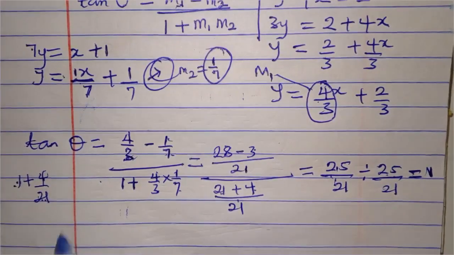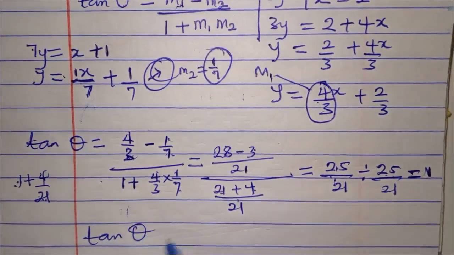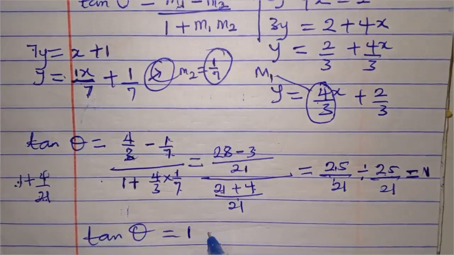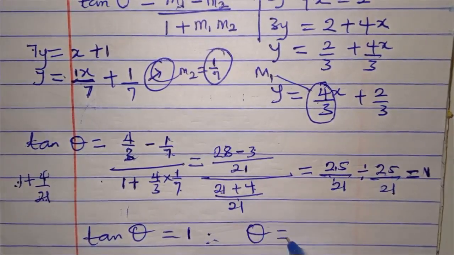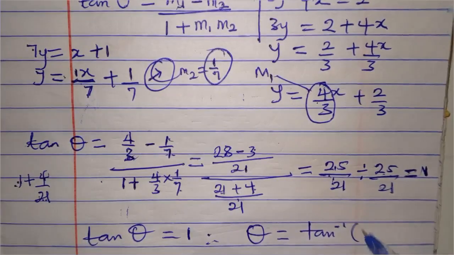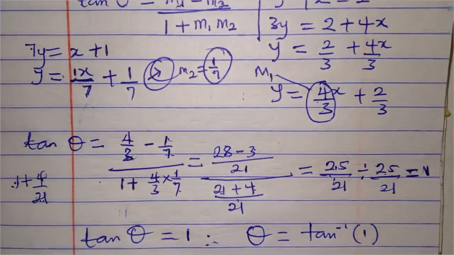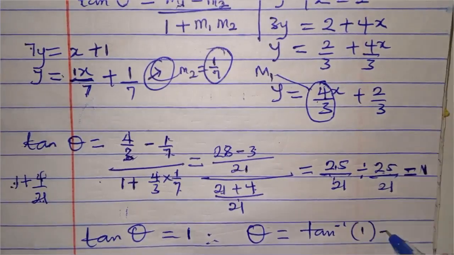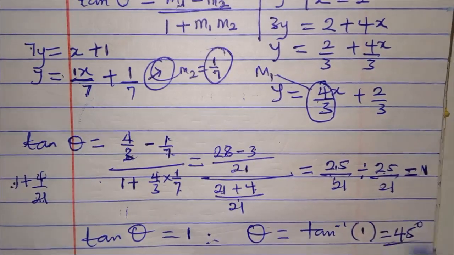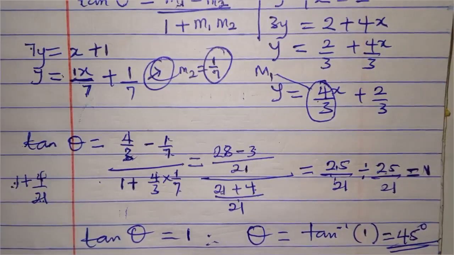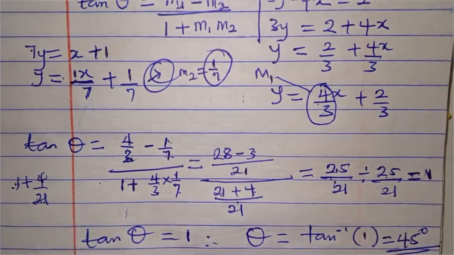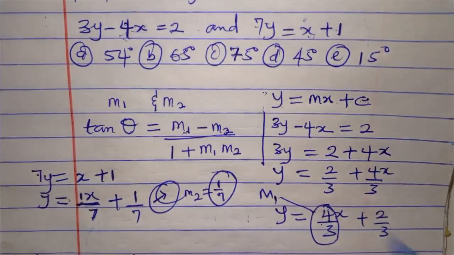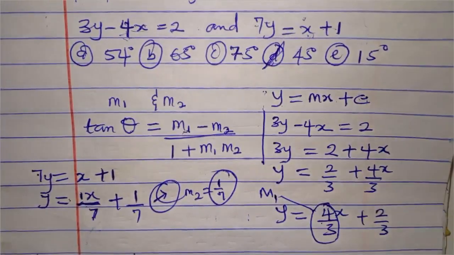So tan theta is equal to 1. That means that theta is the tangent inverse of 1. If we take the tan inverse of both sides to get theta, the tan inverse of 1 is 45. So we have 45 degrees as the angle between the two lines. And that option is option D, 45 degrees.